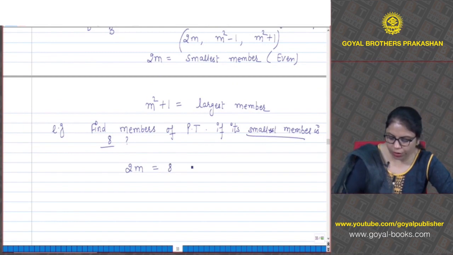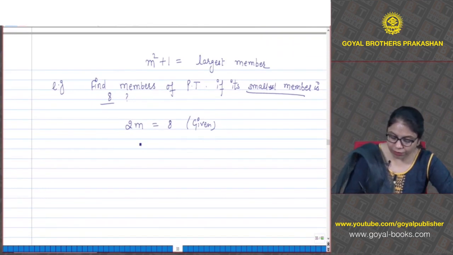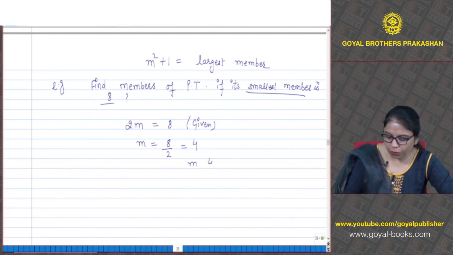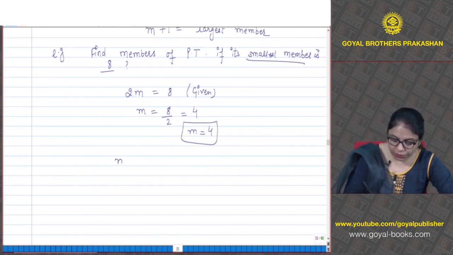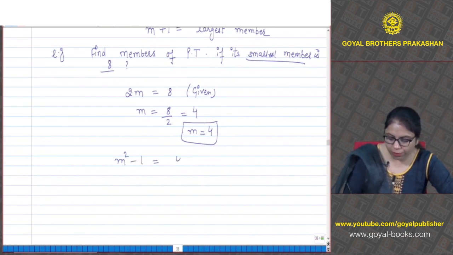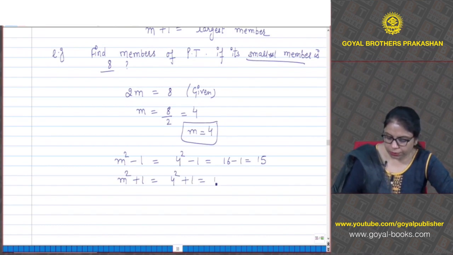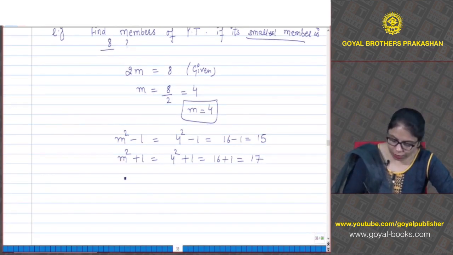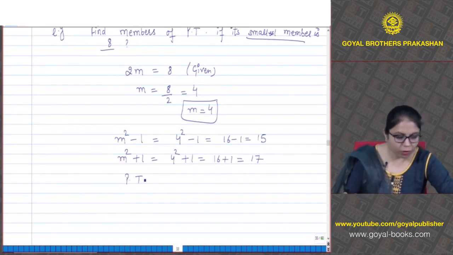That means 2m is 8. This is given to you. So through this you can find the value of m, which is 4. Through this value you can find other members. Other members are m square minus 1, which is 15, and next member is m square plus 1, which is 17.